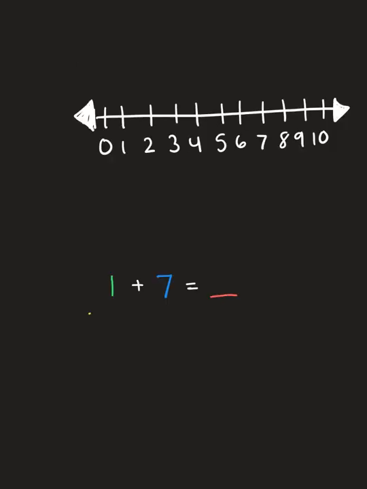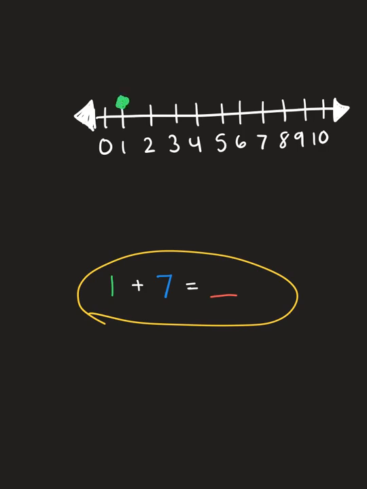Okay, let's take a look at this problem. Our number sentence or our equation says 1 plus 7 equals blank. To find the answer, we first plot our green number, our beginning number. Number 1, I put a circle on top of that tick mark.